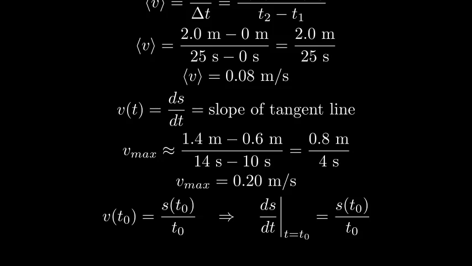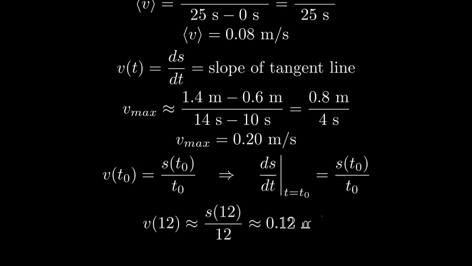Let's visualize this by moving our tangent line along the curve until its slope matches the chord from the origin. This occurs at approximately t0 equals 12 seconds. At this point, the instantaneous velocity equals the average velocity over the interval from 0 to 12 seconds.